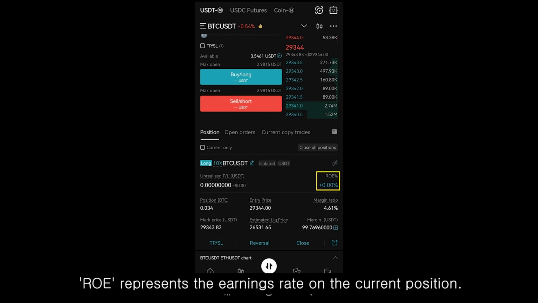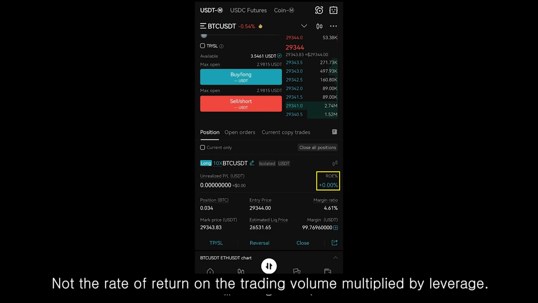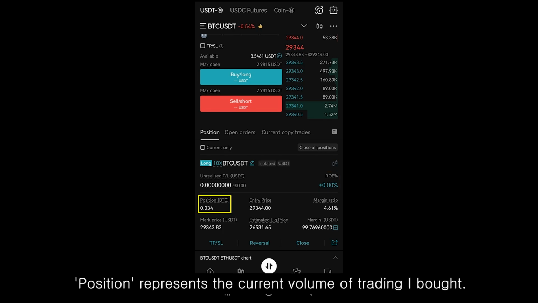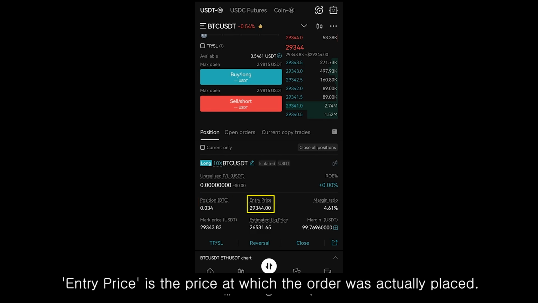ROE represents the earnings rate on the current position. The important point is that it is represented based on the funds that have actually entered the current position, not the rate of return on the trading volume multiplied by leverage. Position represents the current volume of trading I bought. It is indicated on a Bitcoin basis, and the quantity multiplied by leverage appears. Entry price is the price at which the order was actually placed.